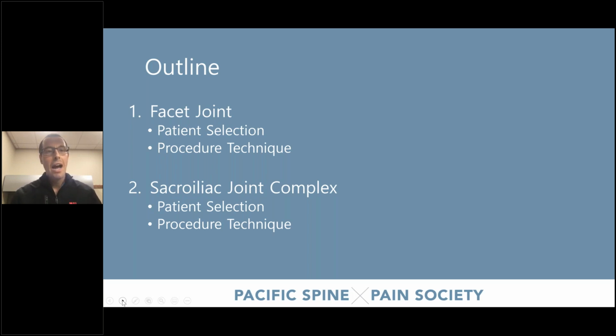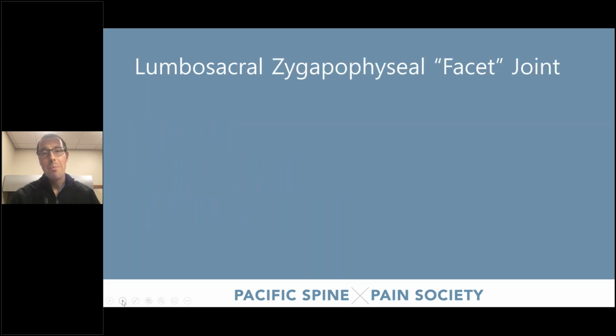So I will speak about facet joint and sacroiliac joint radiofrequency ablation. I'm going to focus on lumbar facets mainly just due to time. I'm also happy to talk about these things later on. I'm going to talk about both selection considerations as well as the radiofrequency ablation techniques themselves. So we'll talk about lumbar facet joint pain first.